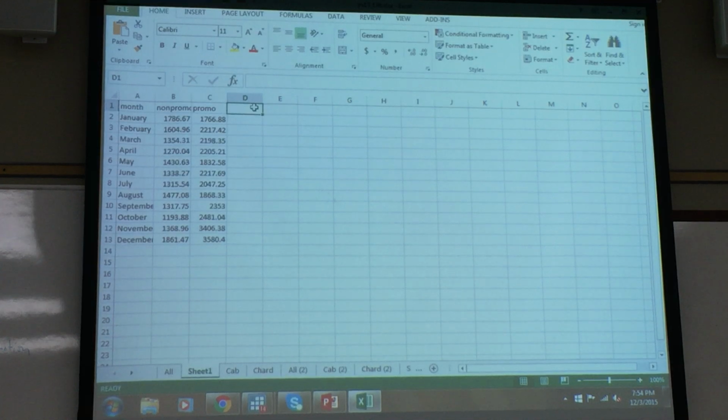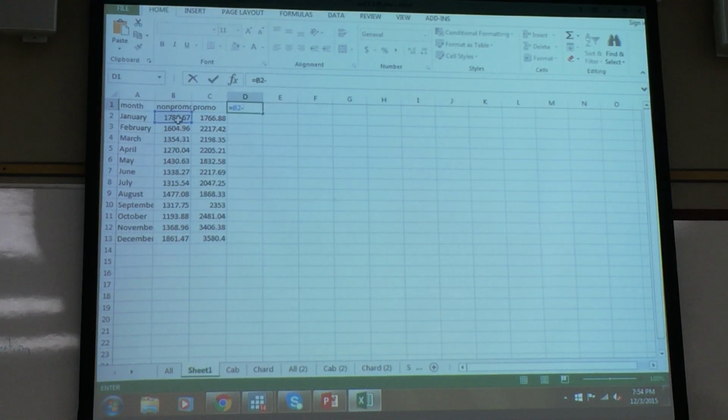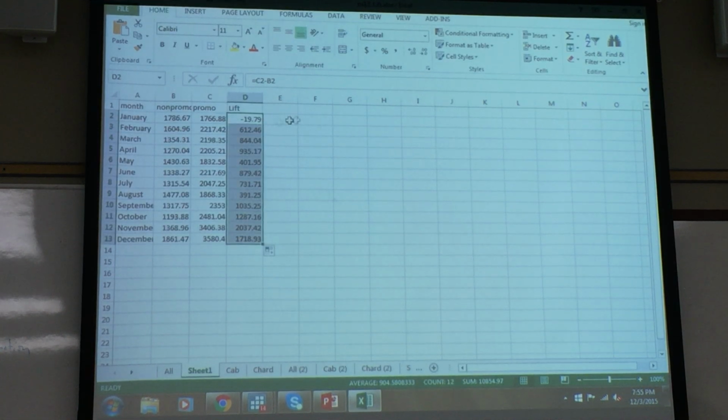Right? And promotional lift is just defined as the difference between promoted and non-promoted. So this is going to be lift. It'll be promoted minus non-promoted. And again, that one's strange because of the month itself.